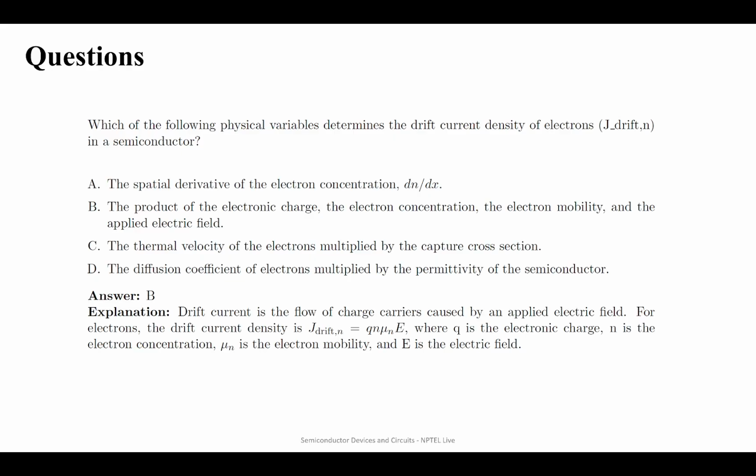So the answer to this is B. Drift current is the flow of charge carriers caused by an electric field. For electrons, the drift current density is J drift n equals q n mu n E, where q is the electronic charge, n is the electron concentration, mu n is the electron mobility, and E is the electric field.